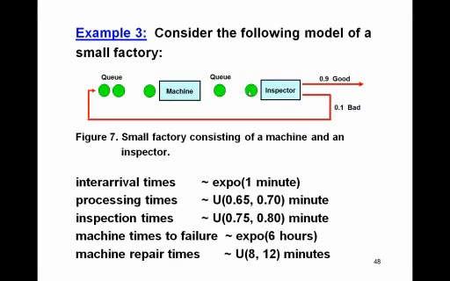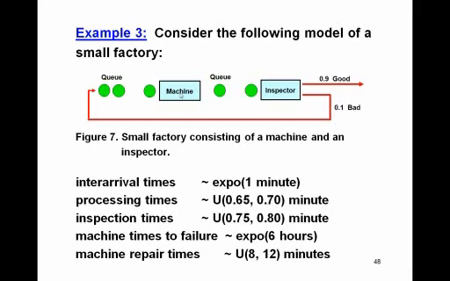A job leaves the machine. It's going to come over here to the inspector, where it'll be inspected. We'll assume that inspection times, once again for simplicity, are uniformly distributed on the interval 0.75 to 0.8 minutes. Once a part is inspected, it is good with a probability of 0.9 and leaves the factory, and it is bad with a probability of 0.1. And it'll come back here and join the end of the queue if there is one, and it'll be remachined and re-inspected. And potentially a job could go through the system any number of times.